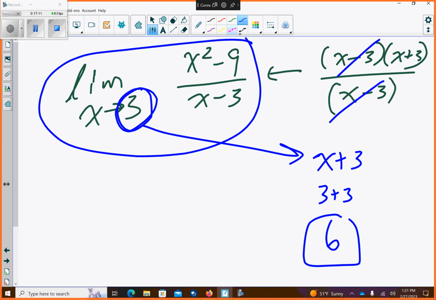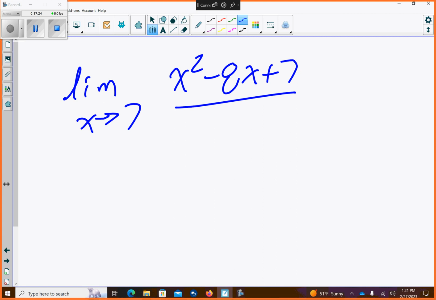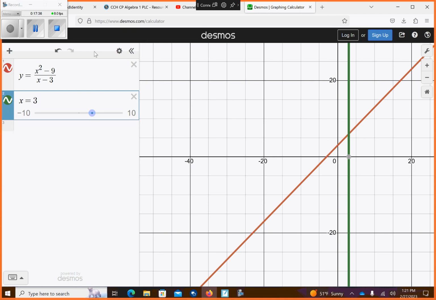All right. Let's take a look at number 4. Number 4 is the limit as x approaches 7 of x squared minus 8x plus 7 over x squared minus 6x minus 7. I bet you this could factor, but there's a couple of other things we have to take into consideration. Let's graph this on Desmos.